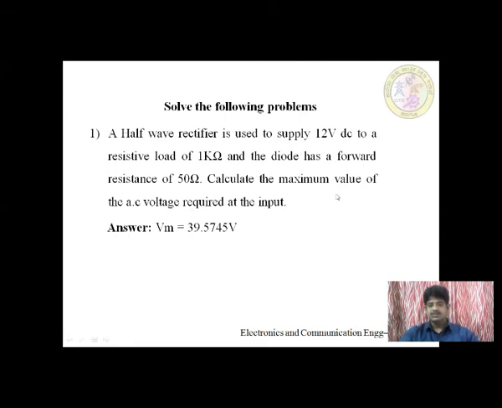We need to calculate the maximum value of AC voltage required at the input. What is this? It's Vm. In the earlier problems, Vm was given and we used to calculate VDC. But in this, it is given in reverse. VDC is given and they asked us to calculate Vm. So if you remember the equation we used earlier, you can easily solve this.